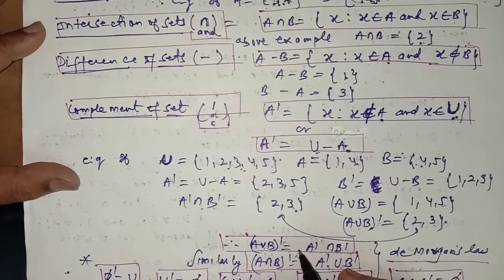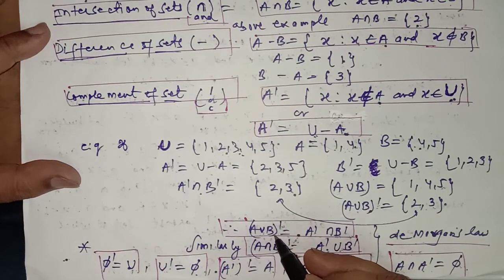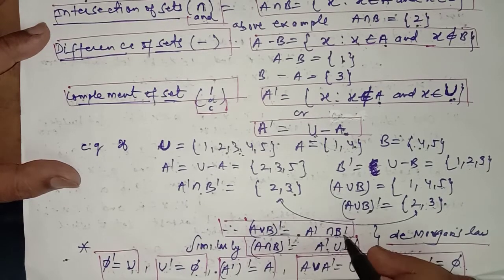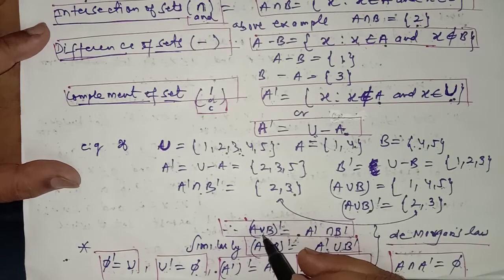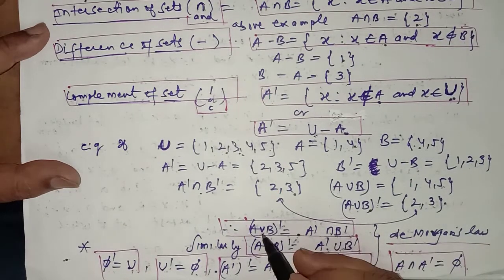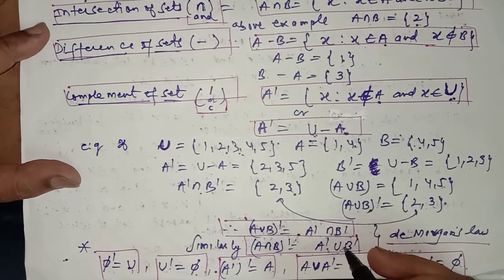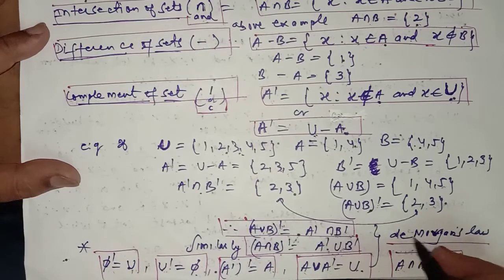So we can conclude this. Now this is known as De Morgan's law. A union B whole complement is equal to A complement intersection B complement. If we have a universal sign in the bracket, and we separate this complement, it becomes intersection, and if we have intersection here, then we have the union here. So both these identities are known as De Morgan's law.